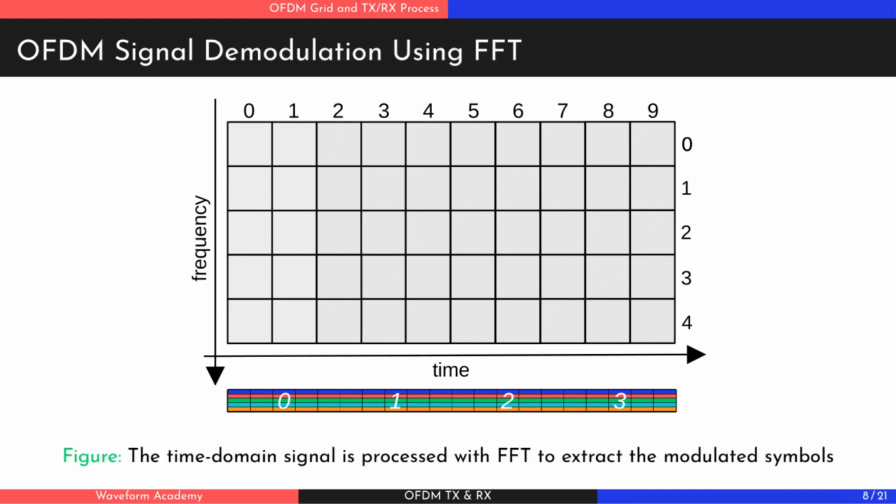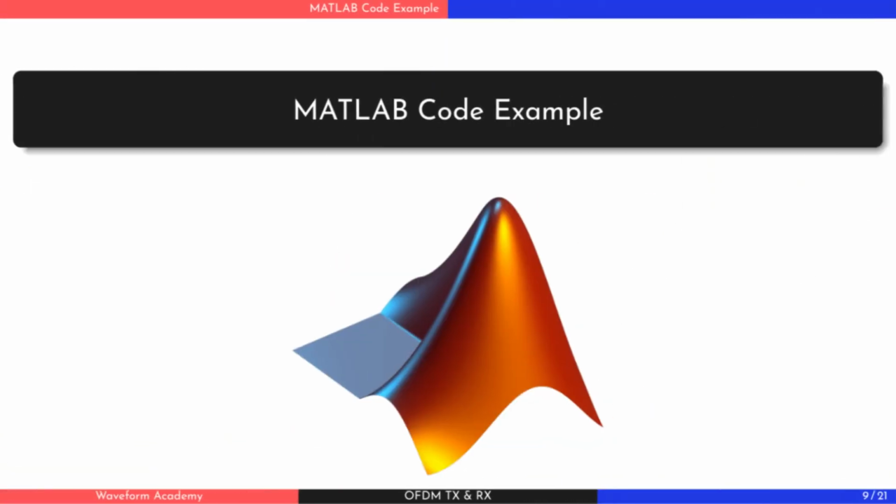Now let's take a look at the receiver side. As you might have already guessed, the receiver performs the reverse operation, the FFT, which undoes the IFFT. This process is illustrated on the slide. And that concludes the first part of the presentation. Now let's move on to the next section, where I'll guide you through the MATLAB code and demonstrate how the OFDM modulator works in practice.